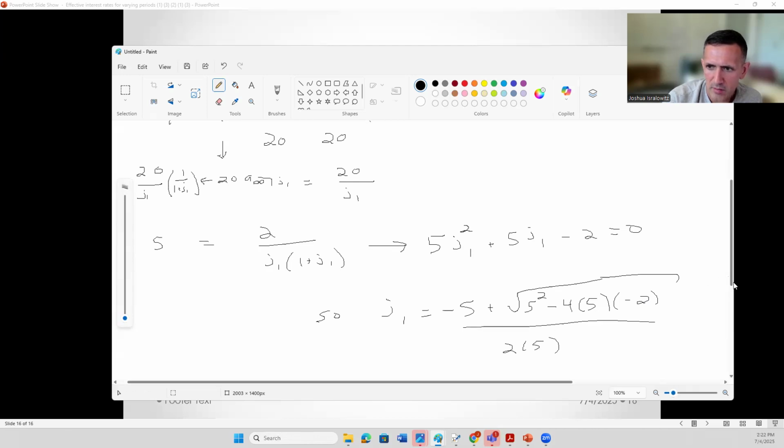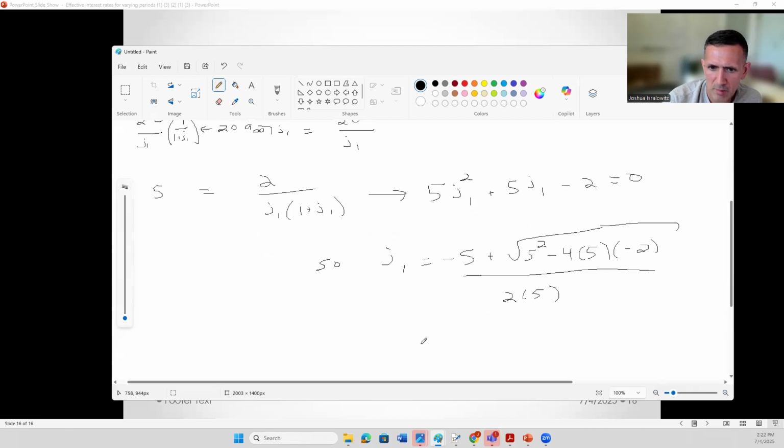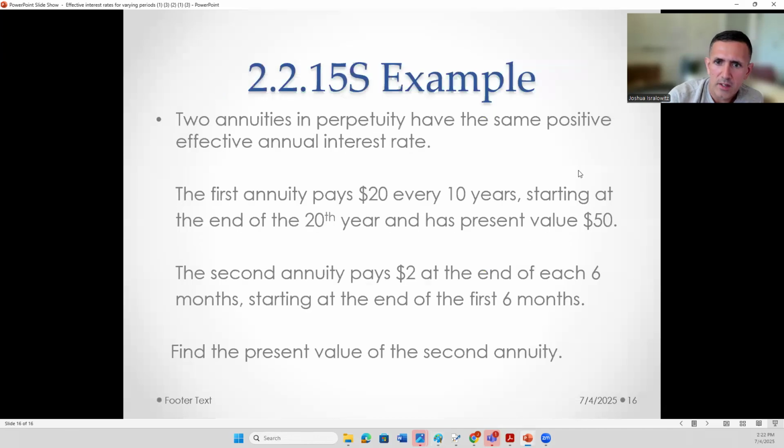All right. So plop this into the calculator, you get 0.3062. Okay. Now, we have everything we need for the second annuity.